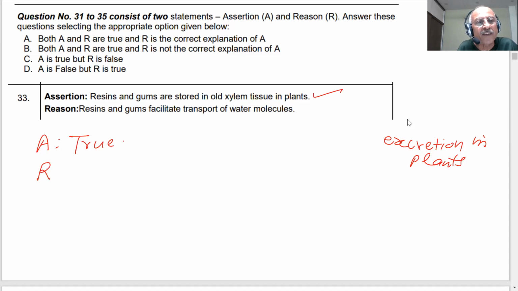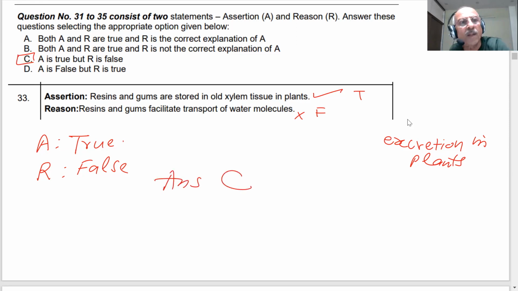Let us see the reason here. Resins and gums facilitate transport of water molecules. This statement is not true, student. This statement is false, because you already know they are used for excretion by the plants. So they do not facilitate transport of water. Then what is the answer, student? Assertion true, but reason false. Then our answer is C, student. Answer C. All right. Next question.